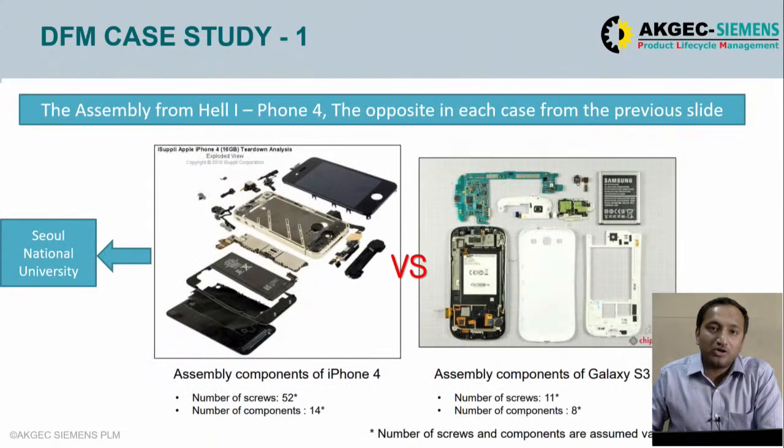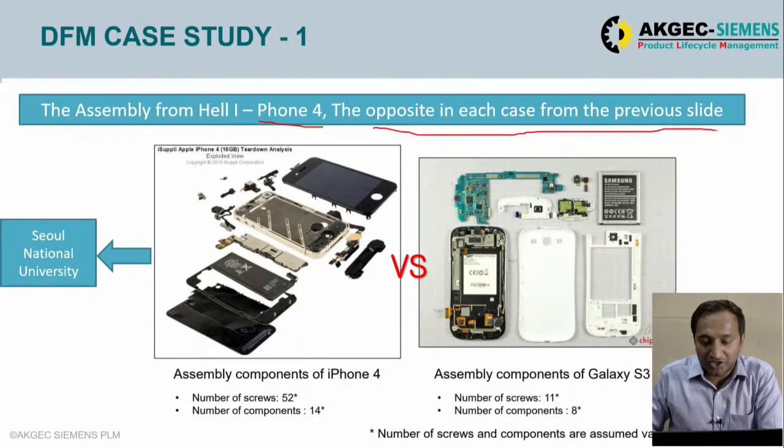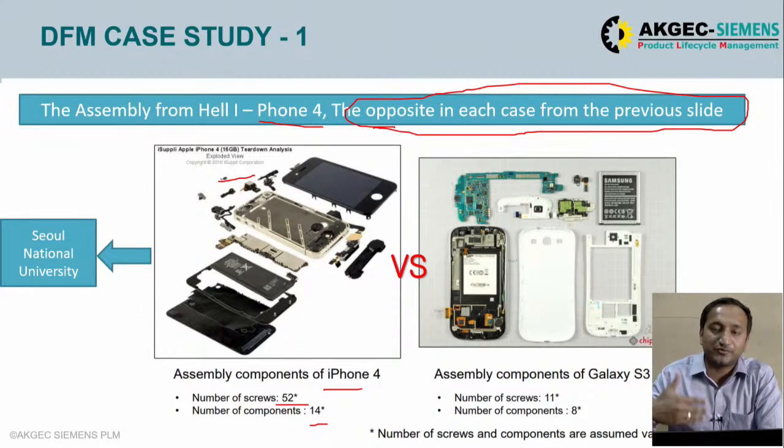Now let us talk about assembly from hell. I have taken here the example of an iPhone 4, and its assembly steps are exactly opposite in each case from the previous slide. Here you can see the assembly components of iPhone 4. These are the various components which we require to assemble the iPhone 4. The total number of screws is 52, and these are assumed values just to show that the assembly of iPhone 4 was very difficult. The number of components is 14 and screws are 52, so essentially the assembly steps will also increase.